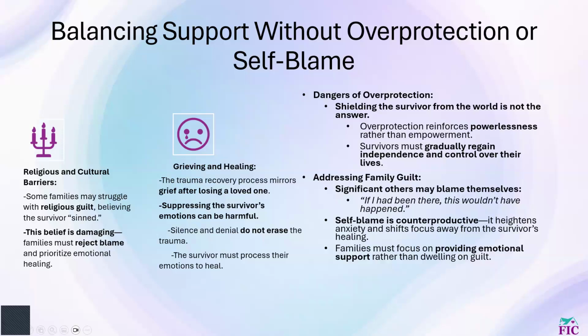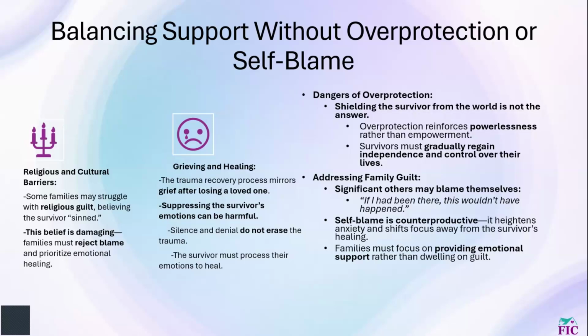When it comes to balancing support without overprotecting, remember, overprotection is very common with family and friends, because they think, this situation happened to my significant other or family member, and now I just want to protect them. Understand that sometimes there are religious and cultural barriers. Some families may even struggle with religious guilt, believing that because the survivor was sexually assaulted, they have sinned. That belief can be very damaging, so families must reject that blame on the survivor.